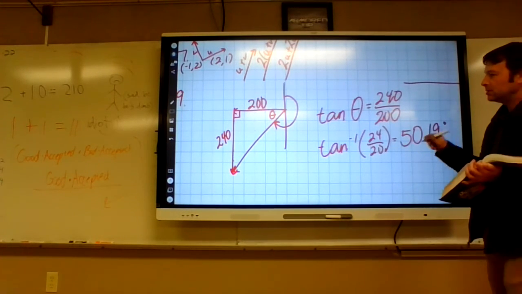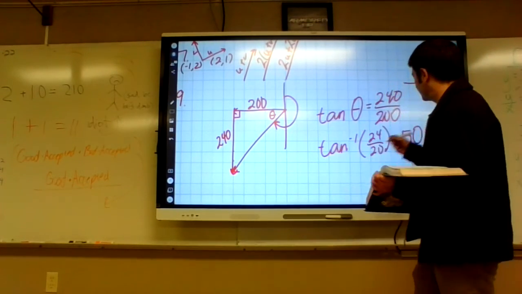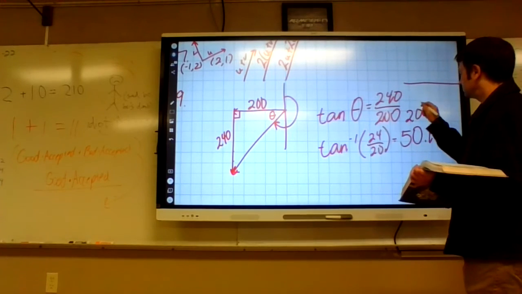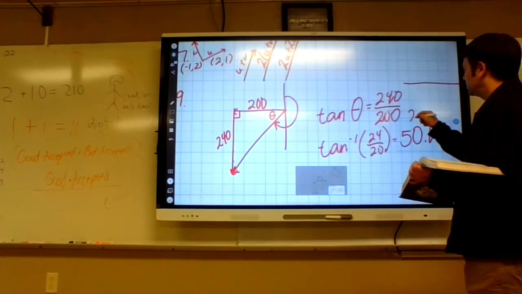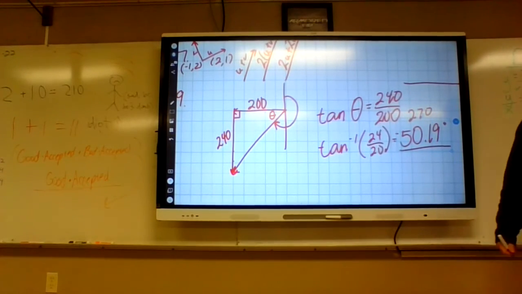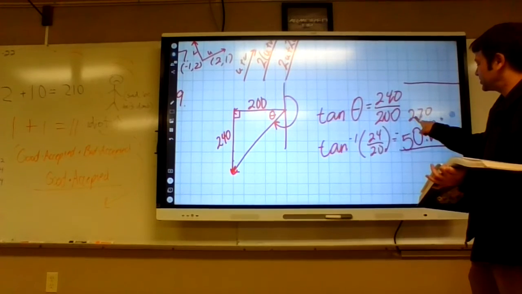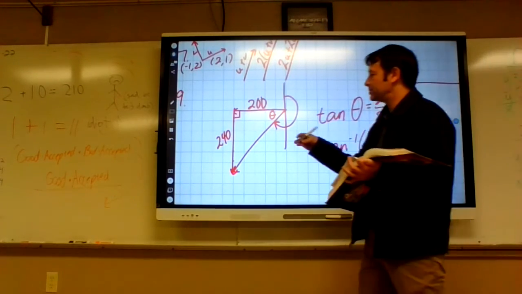Is 50.19 the answer? No, that's the angle theta. So we have to do 270 minus that. I forgot to change it from radians to degrees. Press mode. I got 219.8.